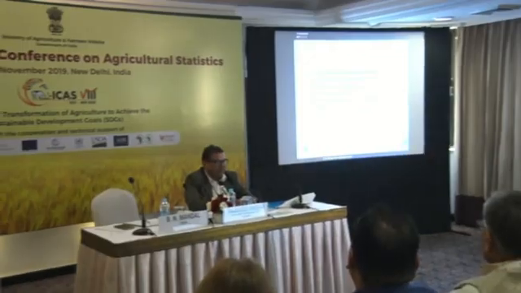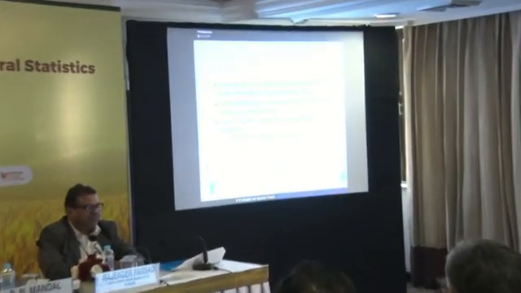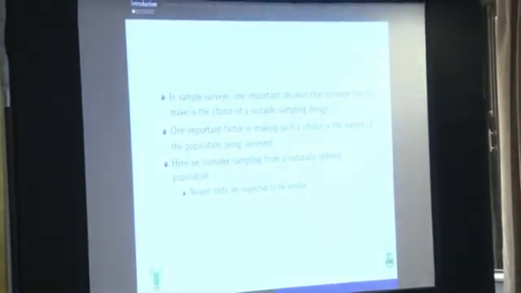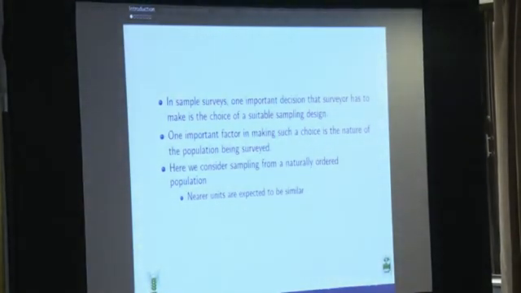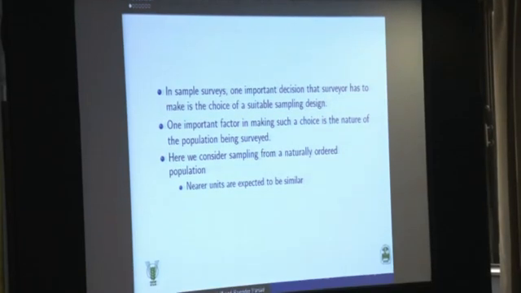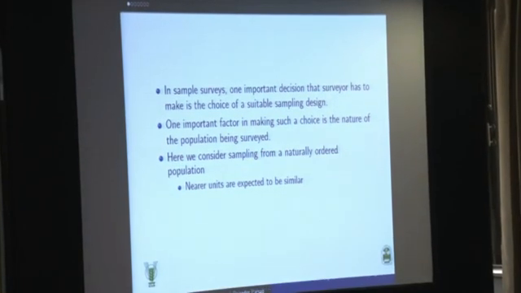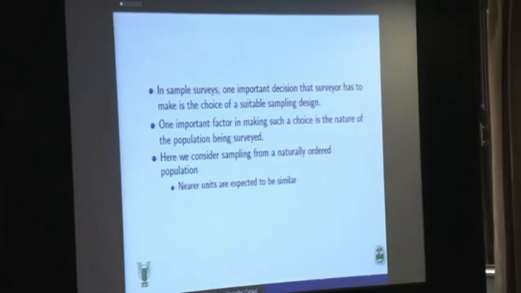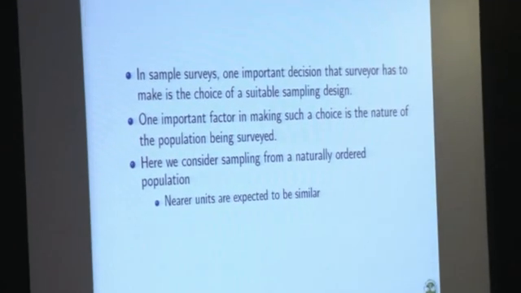In sample surveys, one important decision that the surveyor has to make is the choice of a suitable sampling design. And while choosing a suitable sampling design, there are many factors that have to be taken care of. One of them is the nature of the population that is being surveyed. So here in this study, we consider populations which are naturally ordered. That means there is some natural ordering of the units, maybe because of space, or maybe because of time.